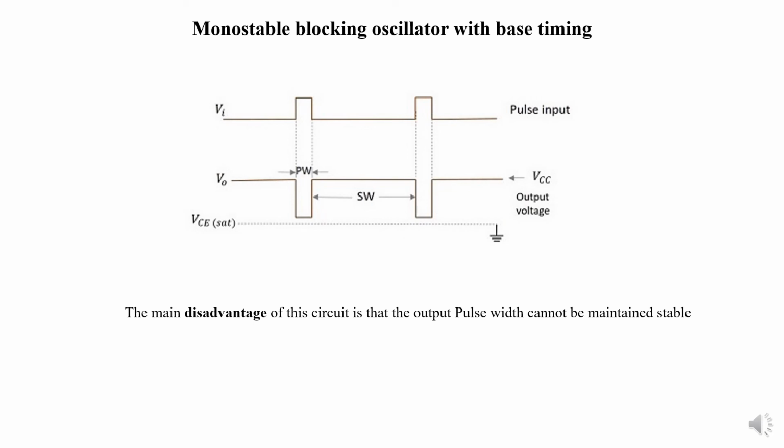The great disadvantage of the monostable blocking oscillator is that the output pulse we get cannot be maintained stable. There will be a change in the width of the output. This is the one disadvantage of this particular circuit with base timing.